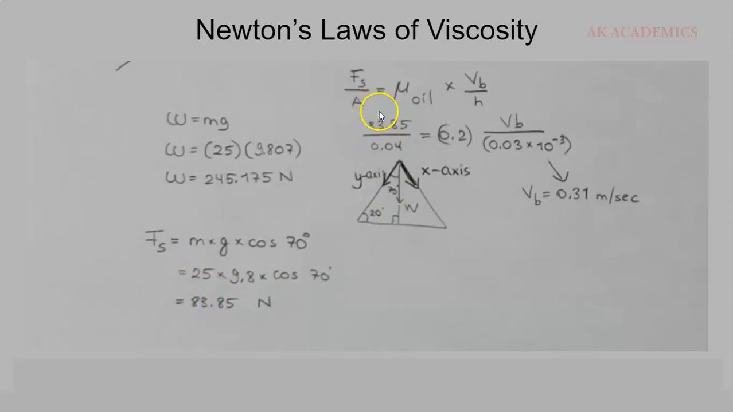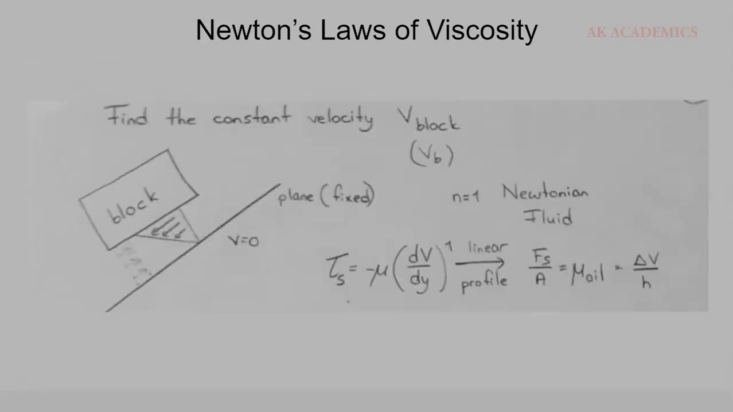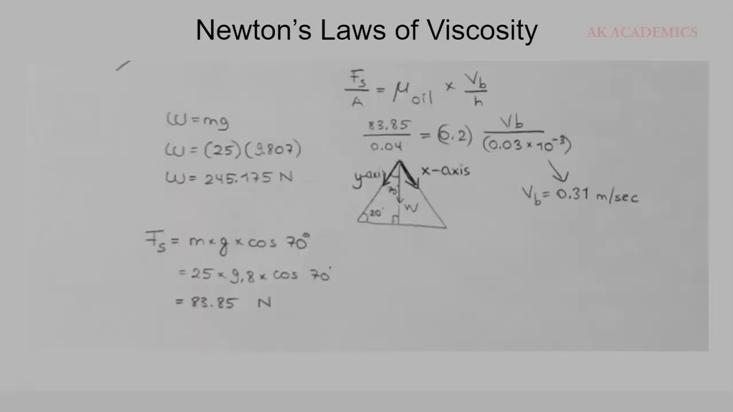Okay, so once you find this force, the next thing you want to do is to bring it right up here, where you have Fs. This tells us that the only unknown we have in this equation is now Vb. And then we can go ahead and find Vb since we know every other thing. If you rearrange and mathematically solve this, you find your Vb to be equal to 0.31 meters per second. And this is exactly what they asked us to find. Find the constant velocity Vb of the block. That's what they asked us to find, and that's exactly what we have obtained here as 0.31 meters per second.